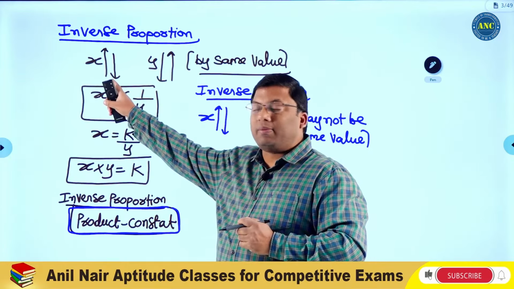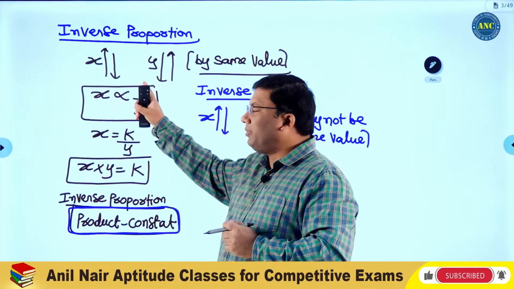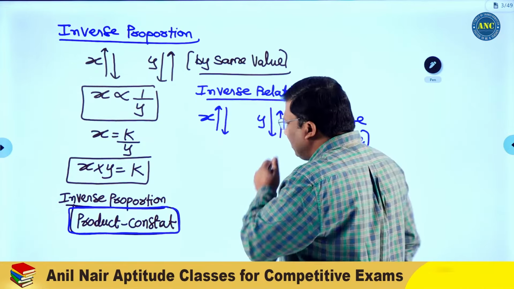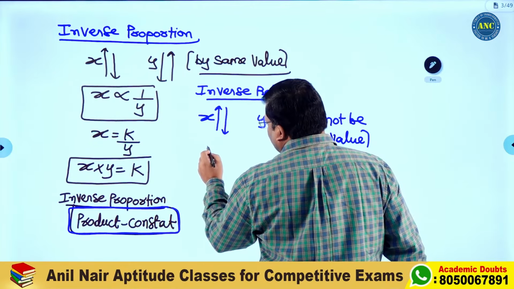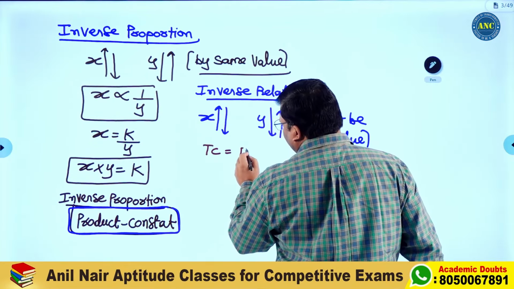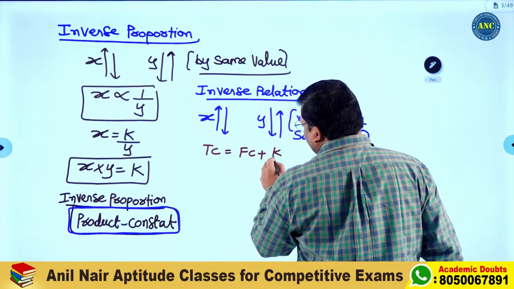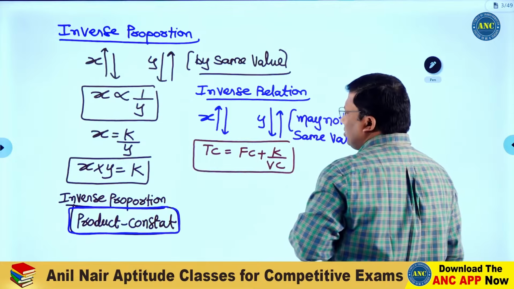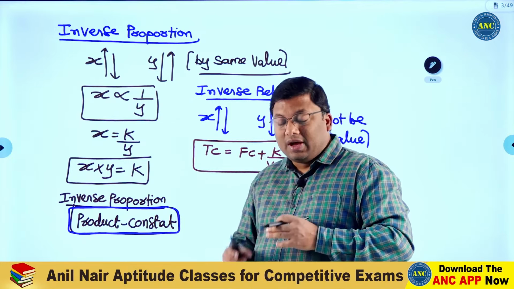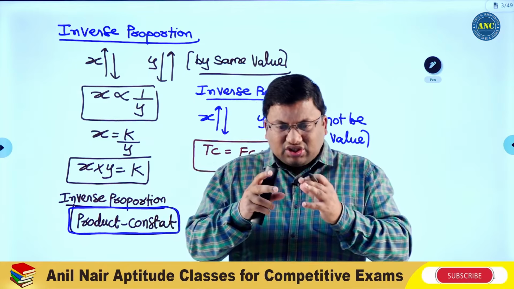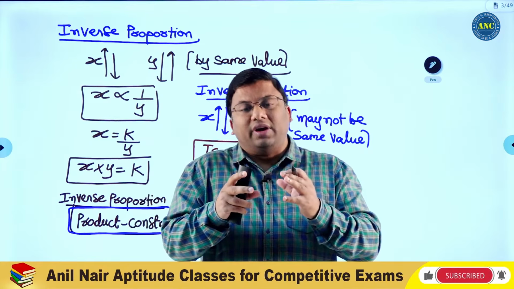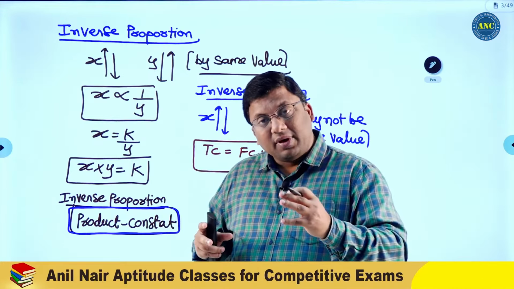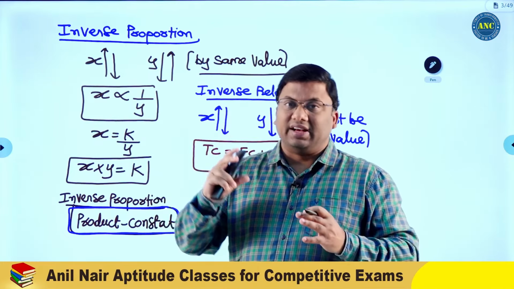If x becomes double, y becomes half. If x becomes 3 times, y becomes 1 by 3 times. Here, in a relationship, it may not be by the same value. So the total cost equals fixed cost plus k by variable cost. This is the inverse relationship. When I say a relationship, it just talks about the behavior of two variables. If this increases, this decreases, it is an inverse relationship; if this decreases, this increases.